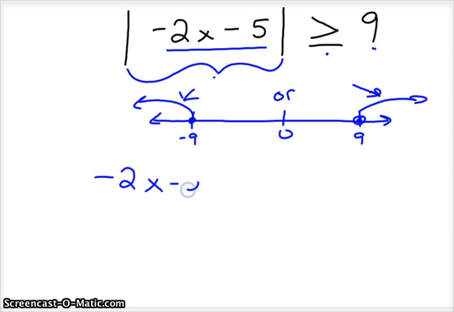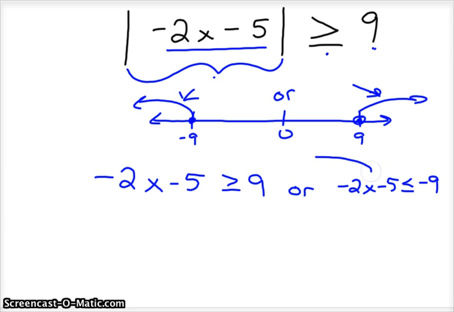Negative 2x minus 5 is greater than or equal to 9, or negative 2x minus 5 is less than or equal to negative 9. And again, this equation goes with this side. So this is all that stuff greater than 9. And over here on the right side, it goes with anything less than negative 9. So there's where they both are located on that number line.